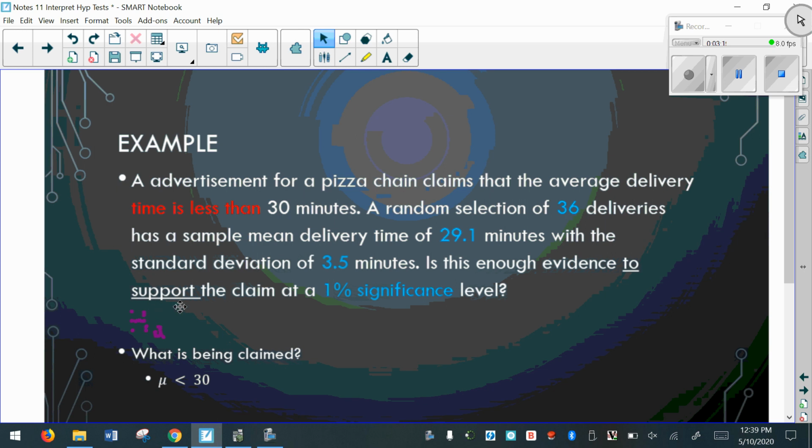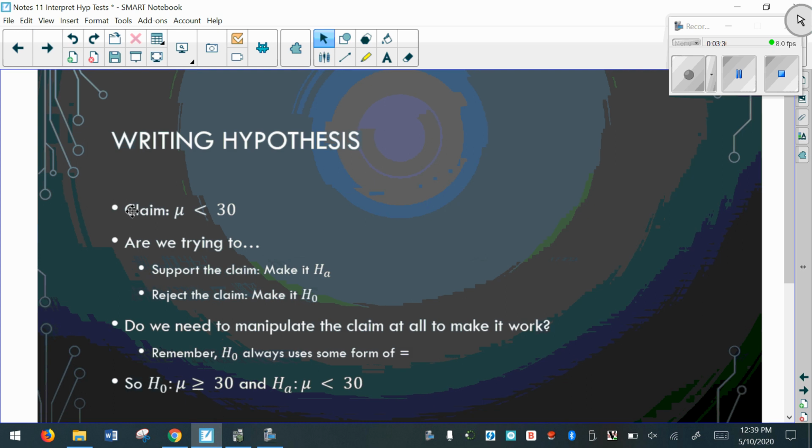If we are trying to support the claim, we want to talk about the alternate. So from our claim, if it says is less than, then we have the alternate given to us, and we're going to go ahead and use that if we're trying to support. So we have our claim as the alternate being smaller than 30.